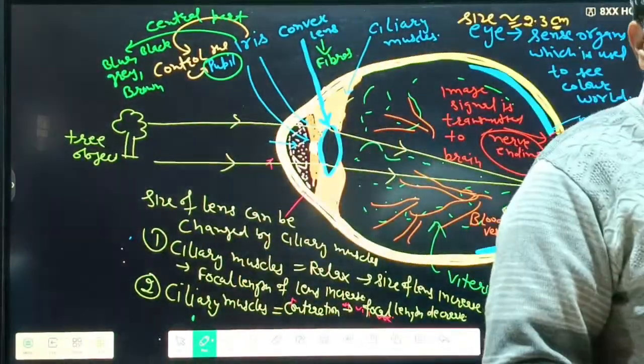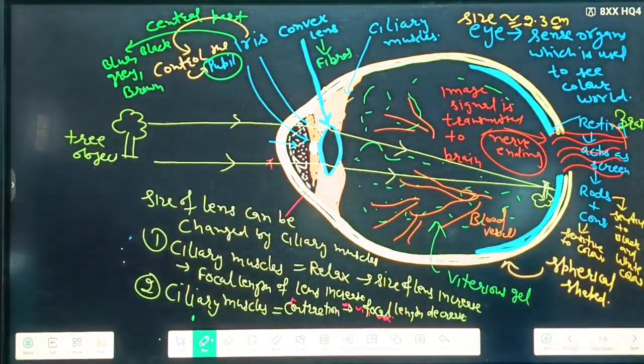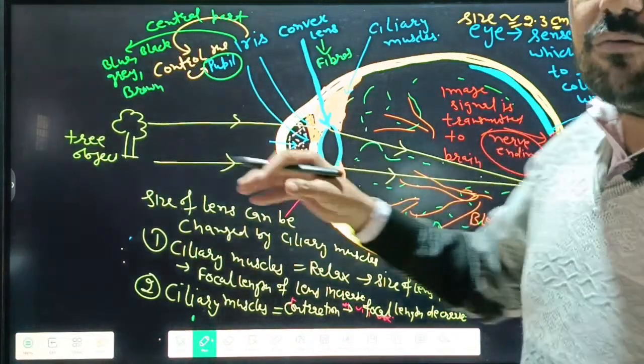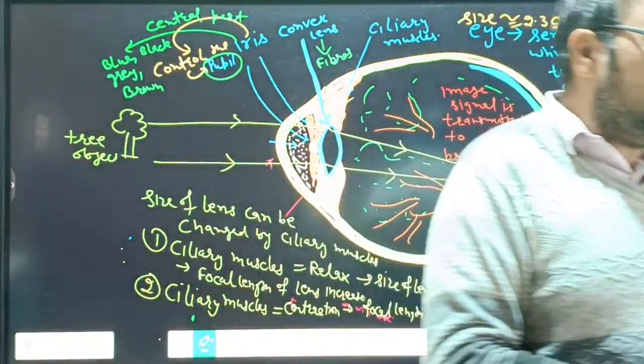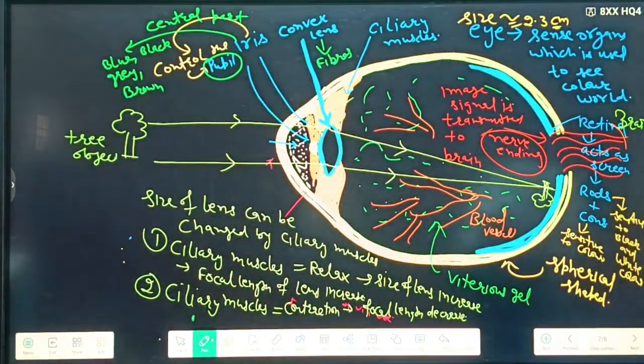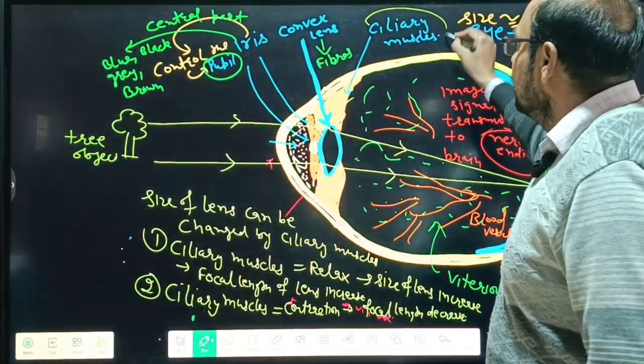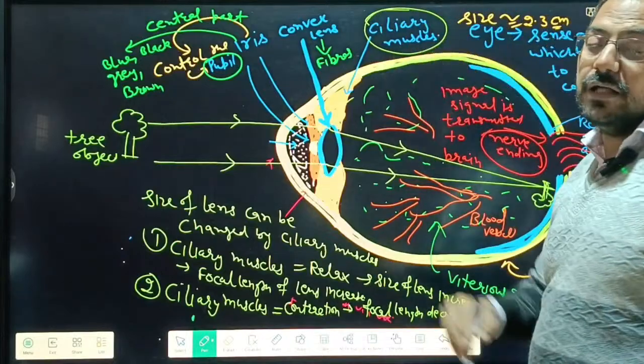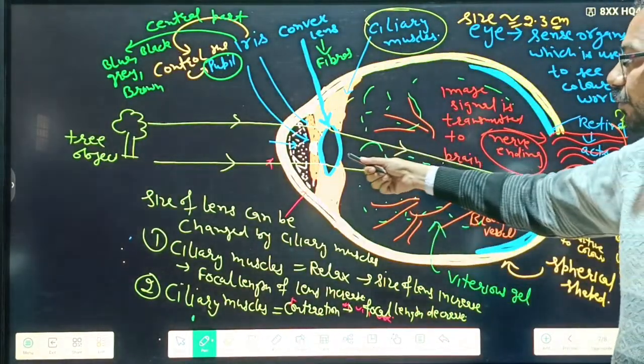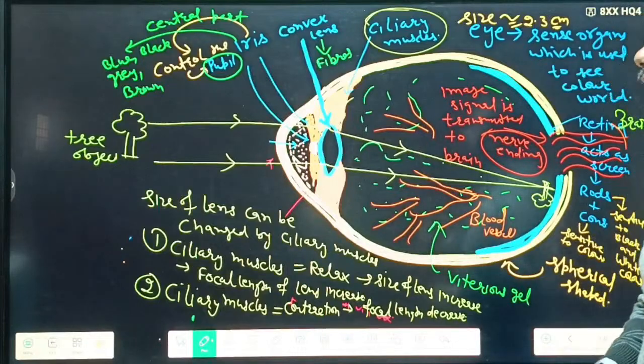Sometimes the ciliary muscles are not able to change their shape. That is why some defects appear in the eye. These defects are known as myopia, hypermetropia, and presbyopia. This is due to the weakness of the ciliary muscles. So when the ciliary muscles are not able to change the shape of the lens, a particular defect occurs in our eye, and that defect is given different names: myopia, hypermetropia, and presbyopia.